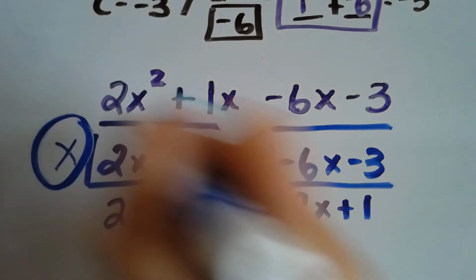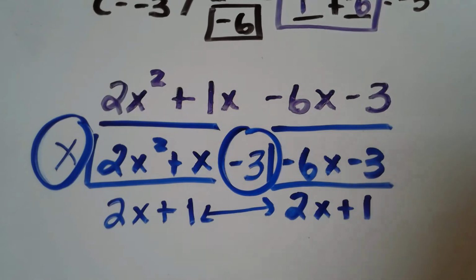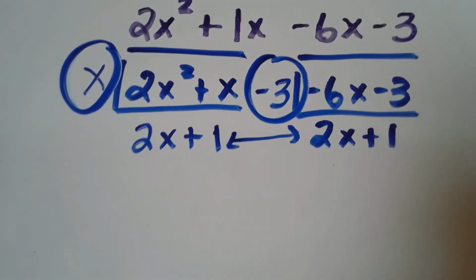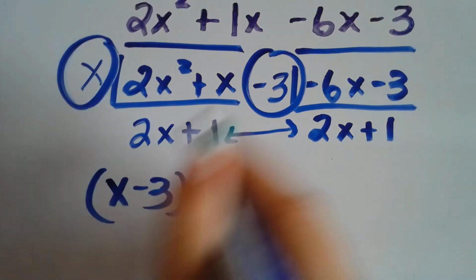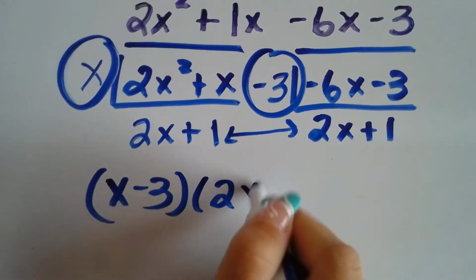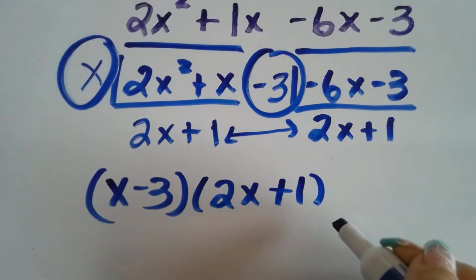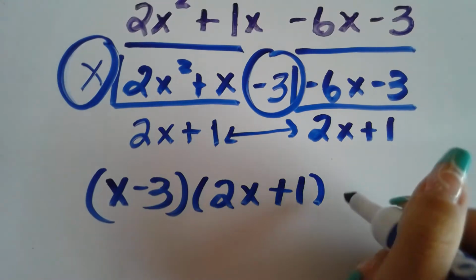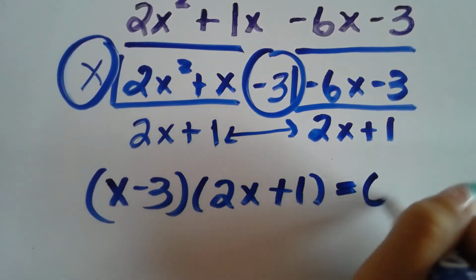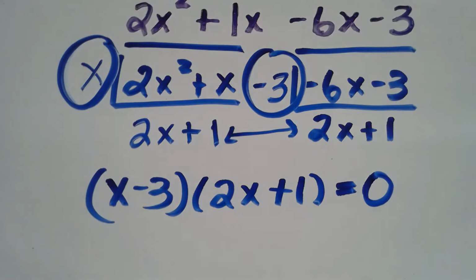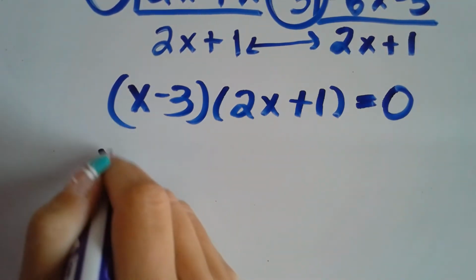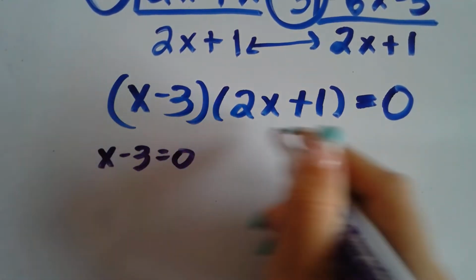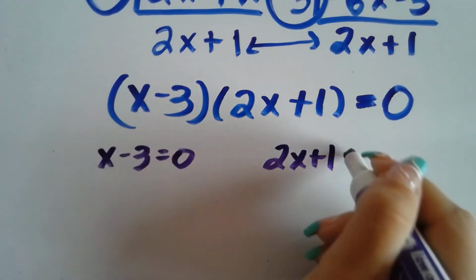So let's go ahead and write our answer in factored form. Let me scoot this down, and we're going to say x minus 3 times 2x plus 1. And then we're finding our roots, or our zeros, so we're going to say equal 0. Now, we're just going to split these two in half and set them equal to 0. So we're going to say x minus 3 equals 0, and 2x plus 1 equals 0.